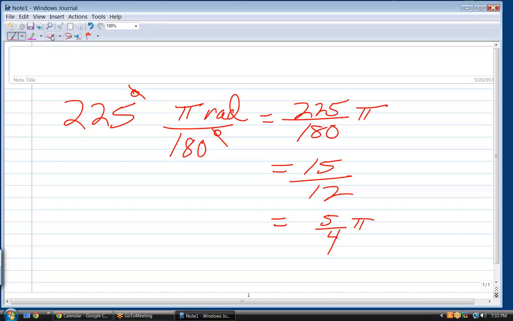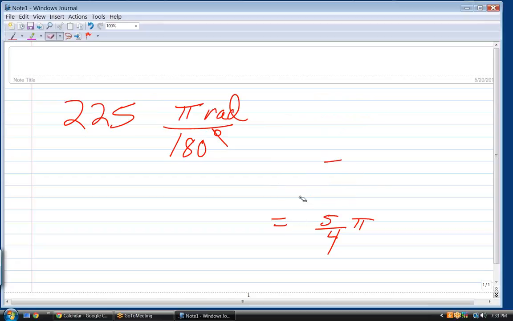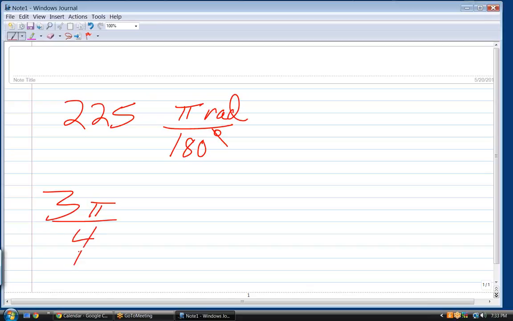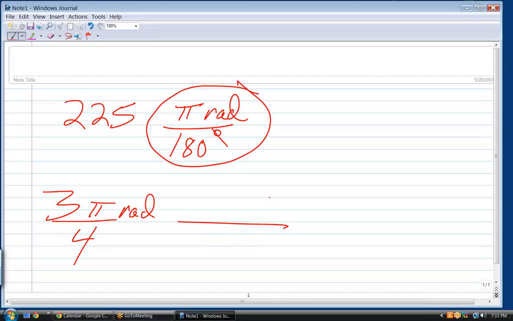Now, if you're going from radians to degrees, let's say I have 3 pi over 4 radians, how do I convert that to degrees? I'm not sure. It's the same factor, but this time I want to lose the radians and end up with degrees. So the degrees need to be up there, radians down there. Well, it's 180 over pi.